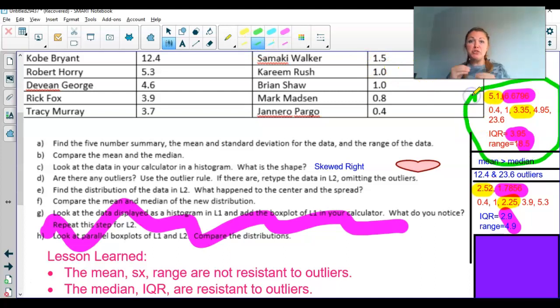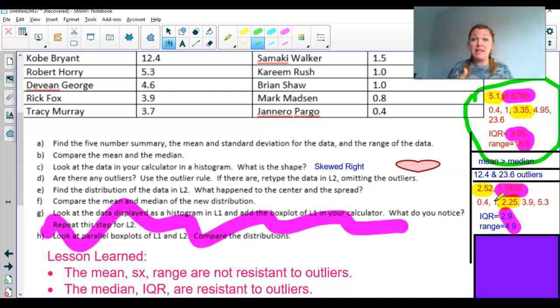if I asked you to report the most appropriate measure of center, would you pick the mean or the median? You may be thinking, I don't know, but let's just see what happened to the mean when Kobe Bryant and Shaquille O'Neal were taken out. It dropped, it went way down, okay? What that means for us is the mean is very affected by outliers.